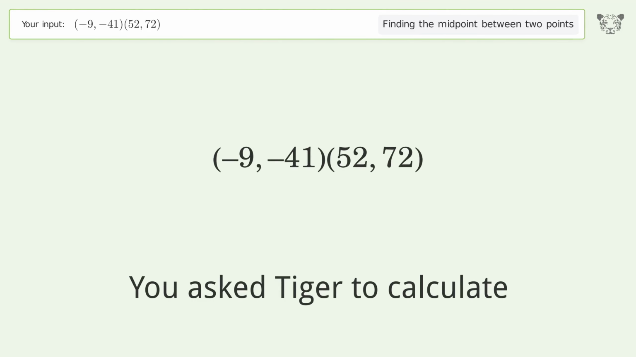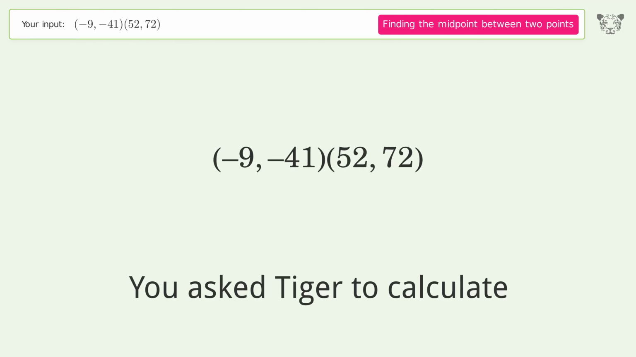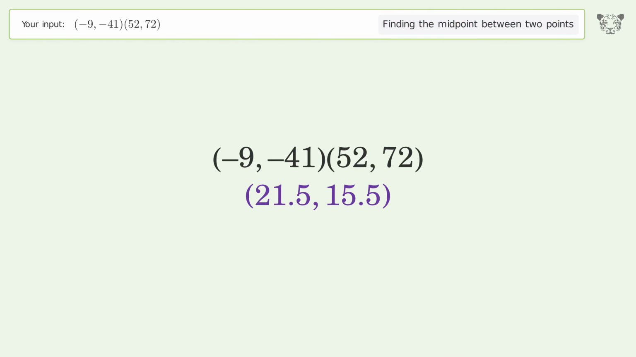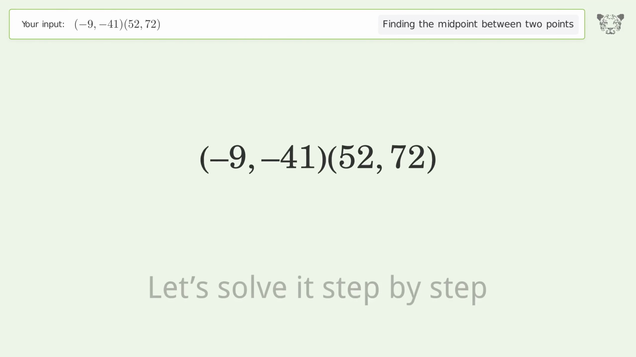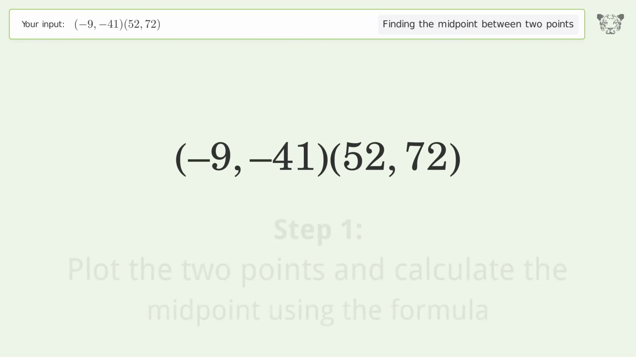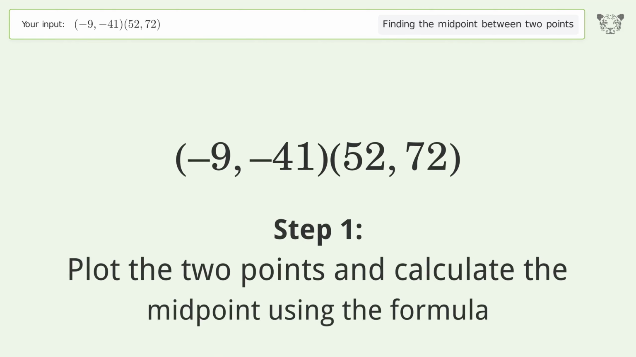You ask Tiger to calculate. This deals with finding the midpoint between 2 points. The midpoint between the 2 points is 21.5, 15.5. Let's solve it step by step. Plot the 2 points and calculate the midpoint using the formula.